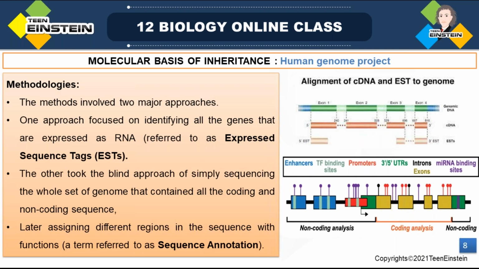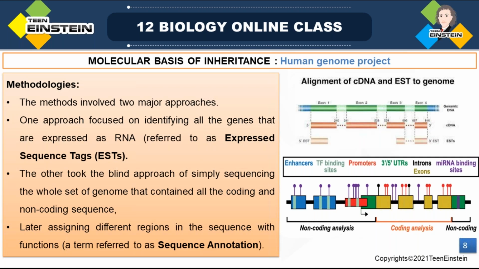So in the expressed sequence tag, or EST, method, how was it done? Identification of all the genes that are expressed as RNA. Those genes are identified. That was one method. And then the second method is sequence annotation.